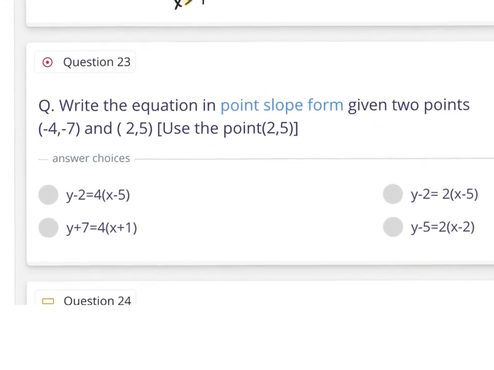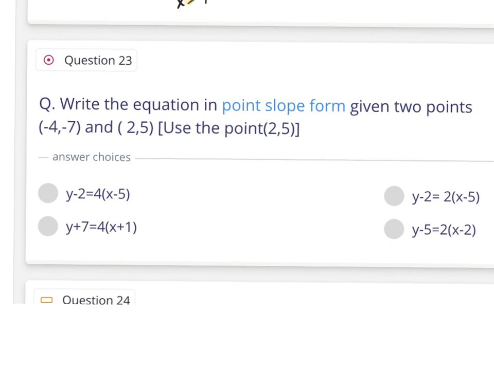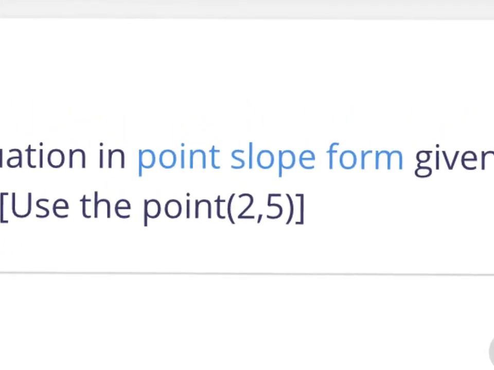23. It says, write the equation in point-slope form. So you first need to know what point-slope form is. Let me zoom in right here so I could write down point-slope form. Point-slope form is y minus y1 equals m parenthesis x minus x1.